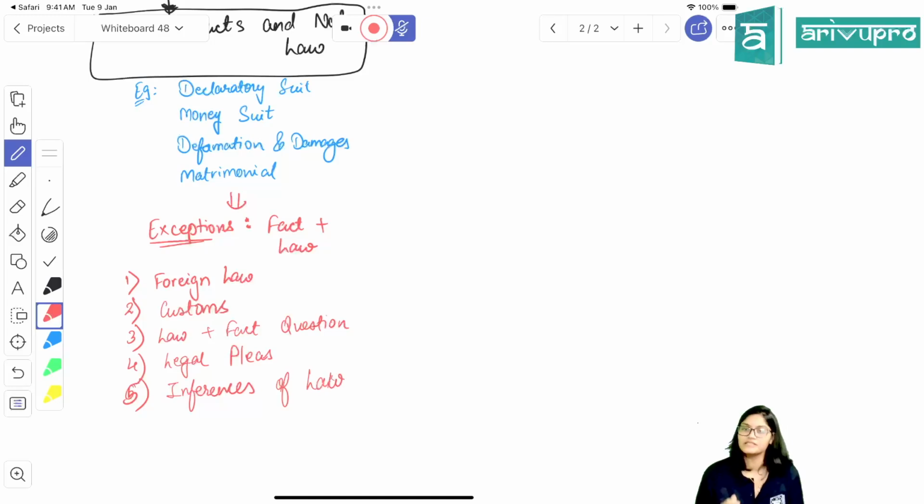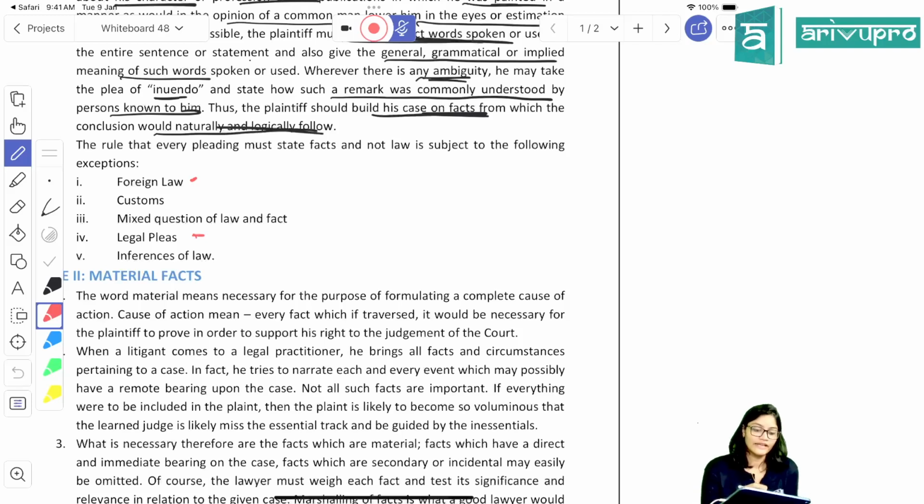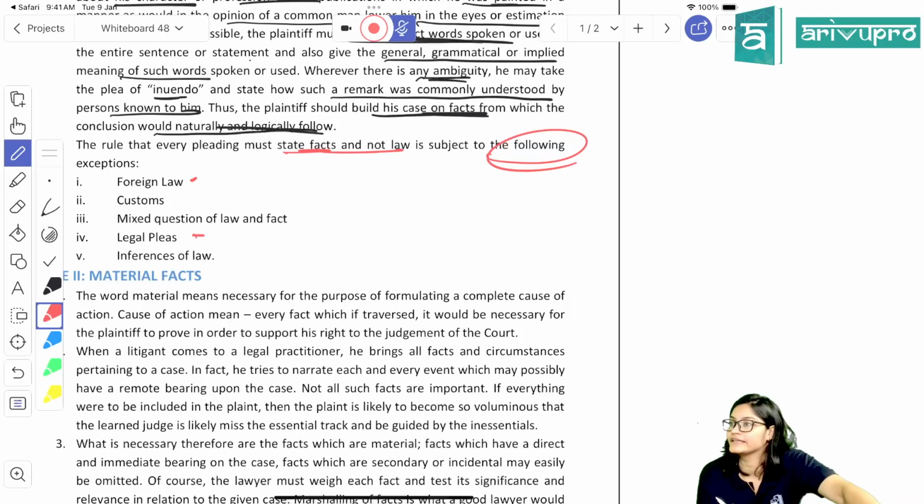So in some cases, exceptions are given where you can mention the facts plus law also, depending on case to case. The rule that every pleading must state facts and not law is subject to the following exceptions: foreign law, custom, mixed question of law and fact, legal pleas and inferences of law. In such cases, you will mention the law plus fact. Otherwise, what is the general rule? Ma'am, the general rule says mention only the facts and not the law. The court will check the law, right? The court is saying that I know the law, don't explain me your law, right? So that is the first fundamental rule of pleading.